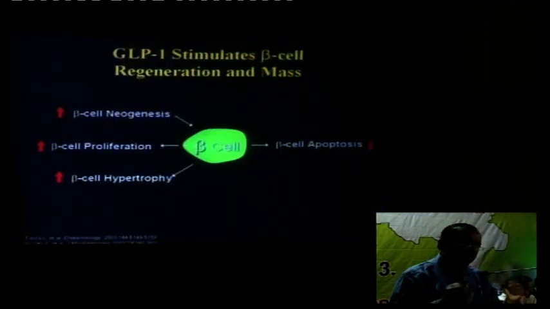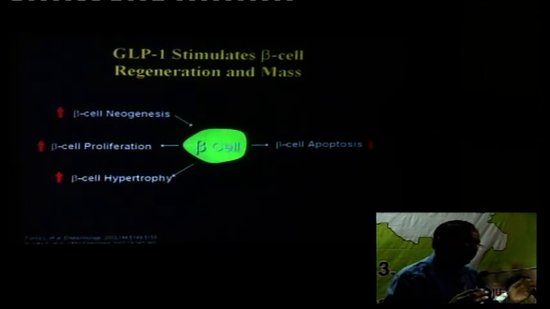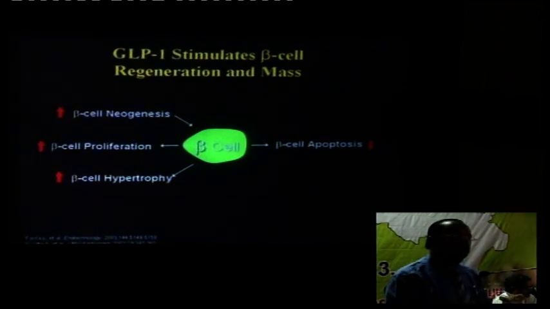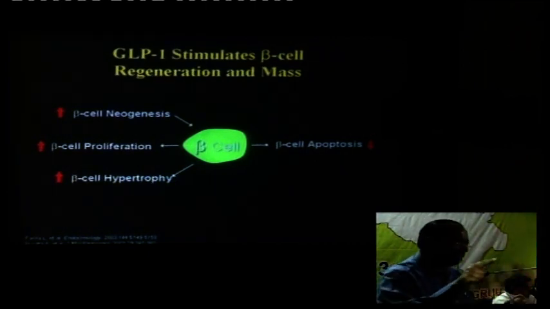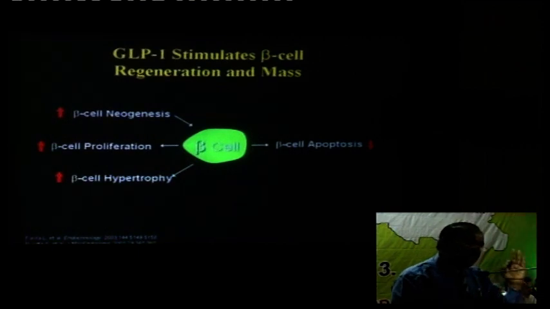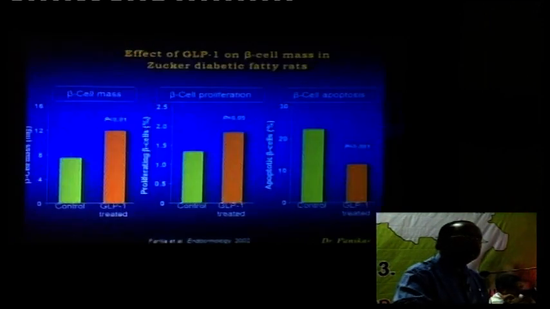Then we have the GLP-1. Dr. Shailaja Kale gave a very eloquent and informative talk. GLP-1 has been shown to stimulate beta cell regeneration and mass because it can cause beta cell neogenesis, beta cell proliferation, and beta cell hypertrophy, and reduces beta cell apoptosis. Now, all these studies have been done in neonatal mice. This has yet to be conclusively proved in humans.